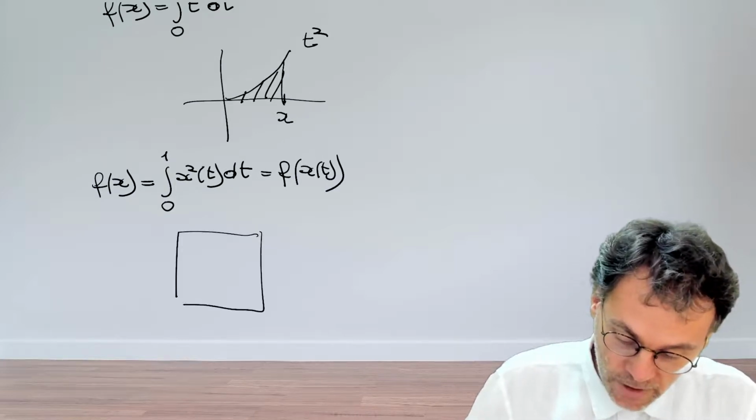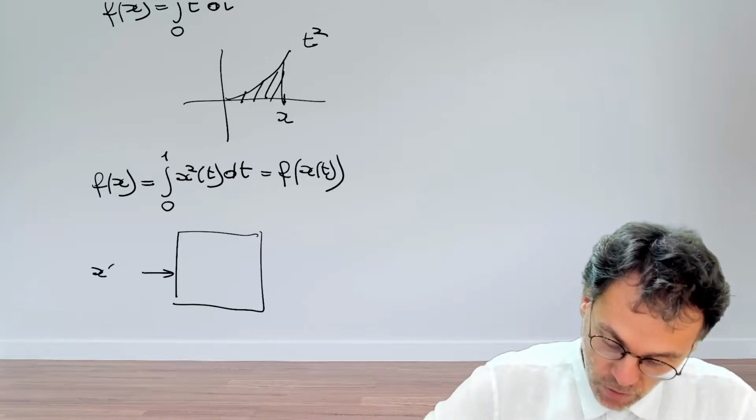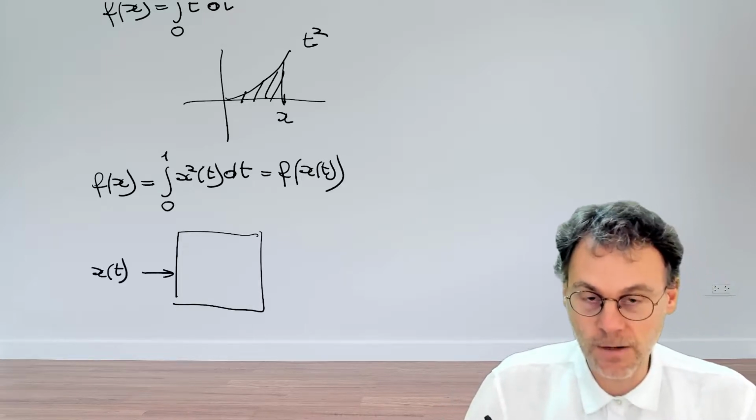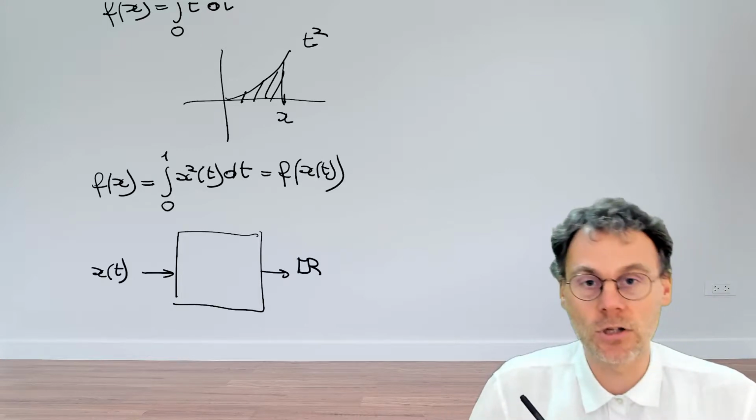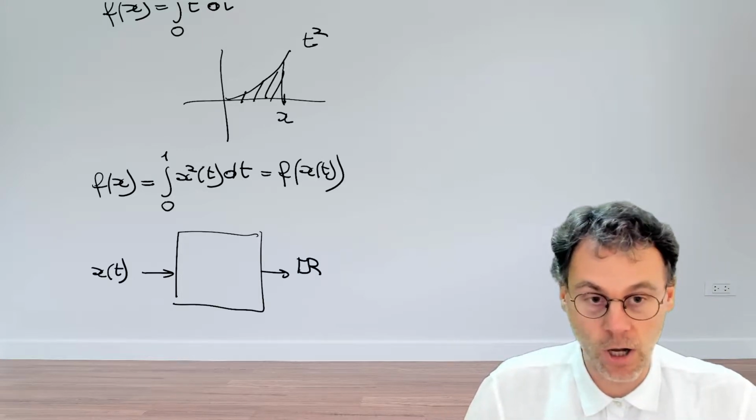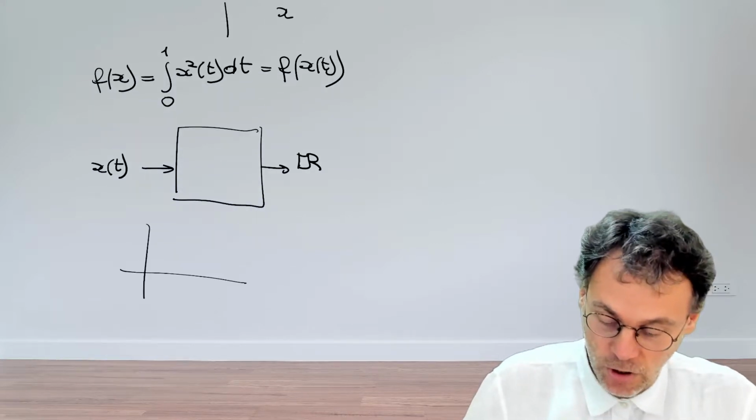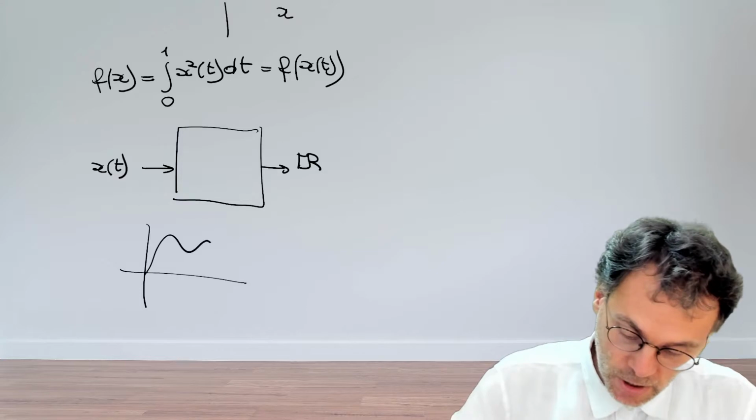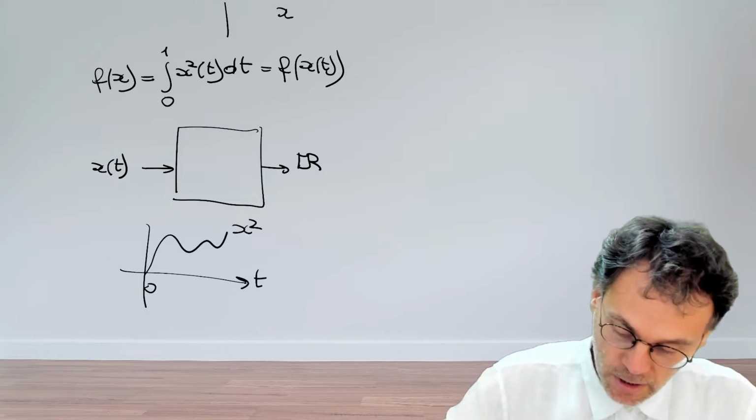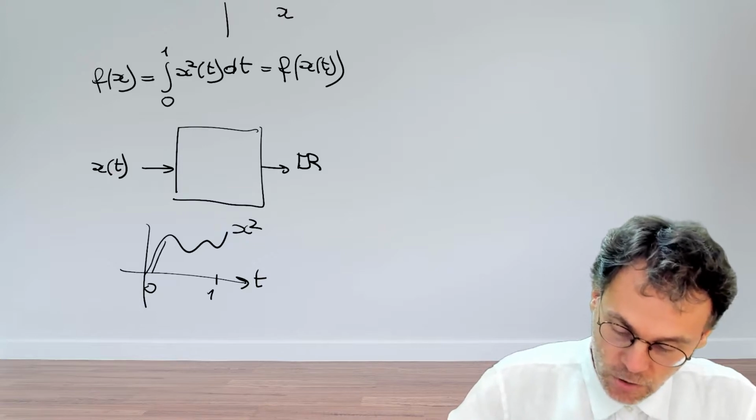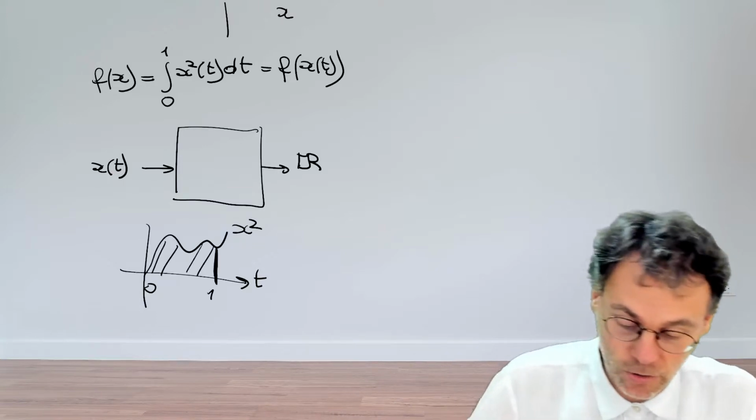What do we have as an input? As an input, we have this function x of t, and then we calculate an integral, and that gives us a certain real number r. So for example, we could have the situation where we have our function x squared of t, so this is t and this is x squared, here we have 0 and 1. So for this particular function x squared, we get a certain value.